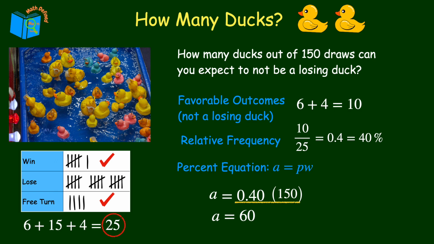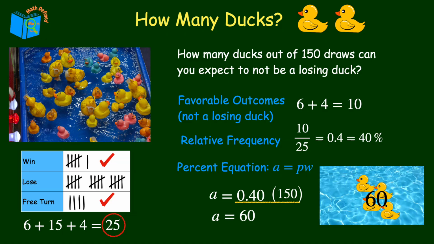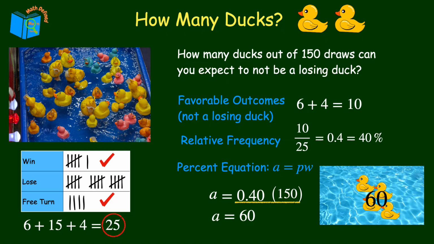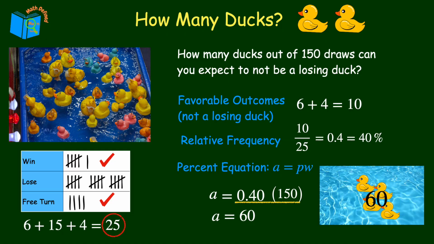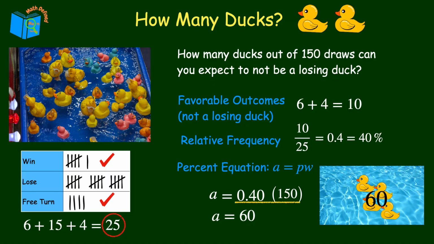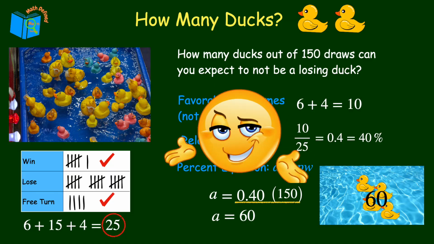So out of 150 draws, you can expect about 60 ducks to not be a losing duck based on the relative frequency from the data collected. Based on this probability, would you feel lucky enough to pick a winning duck?